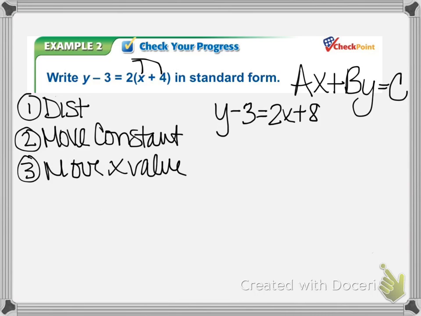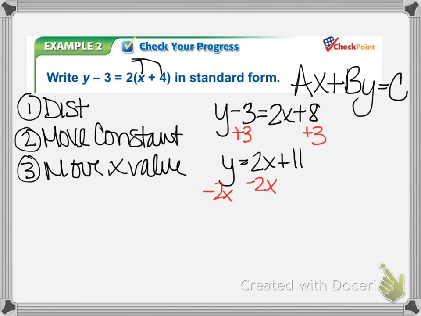And then you're going to move your constant. So in this instance, our constant is 3, so we're going to add 3 to both sides. Okay, so think back to 2.8 with literal equations where all we were doing was moving things around. That's all this is. So you have 2x plus 11, and then step number 3 is you move your x values. So notice right now that we are in slope-intercept form. So in order to get standard form, you got to get the x value on the left. So we are going to subtract 2x from both sides.